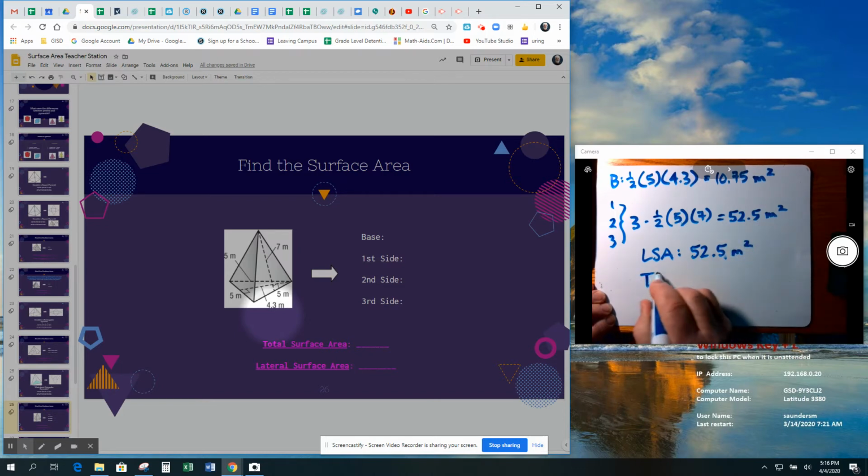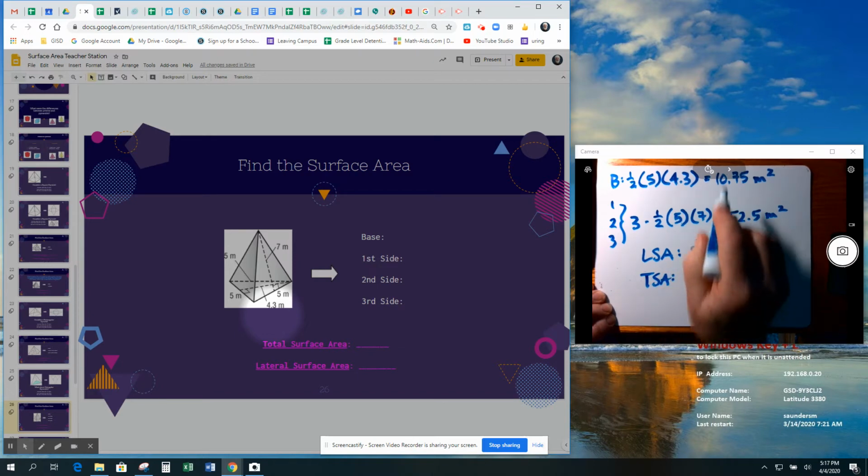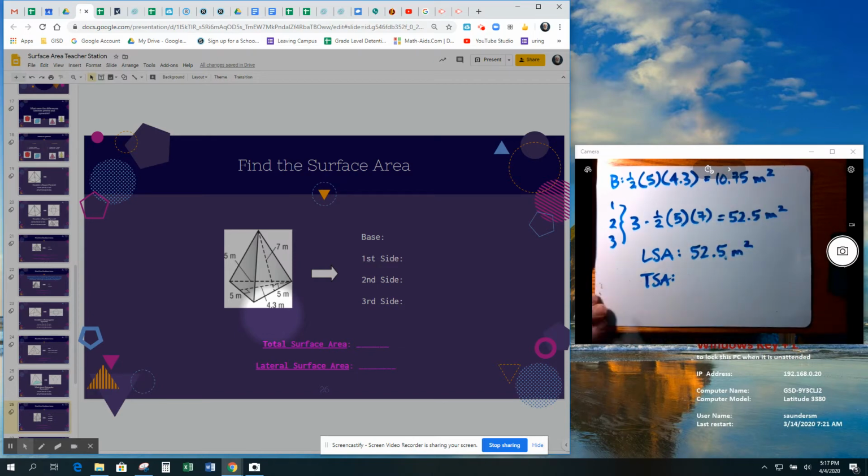And our total surface area is the lateral surface area plus the base. So 52.5 plus 10.75 would be 63.25 square meters. So that is our total surface area. Okay? All right, next problem.